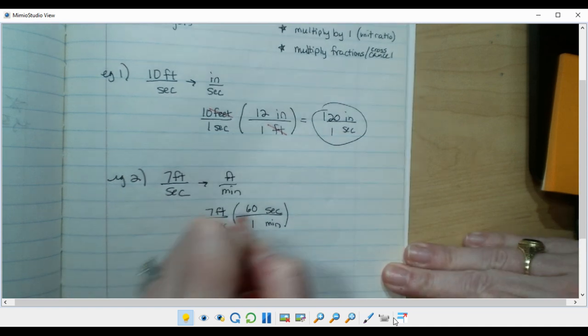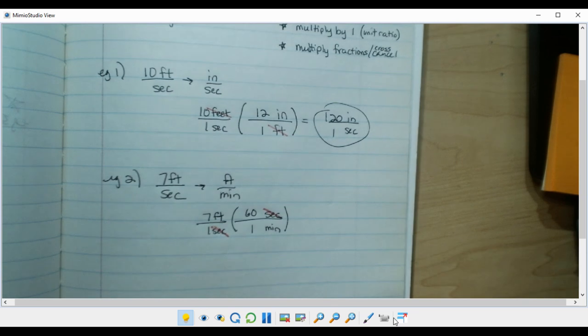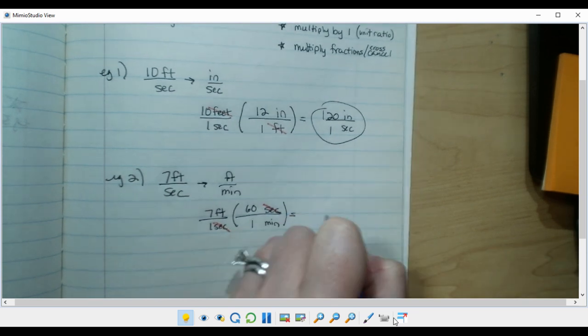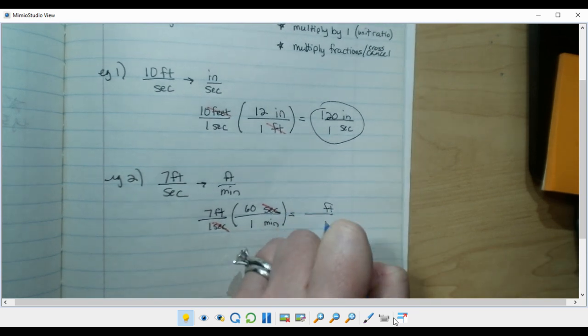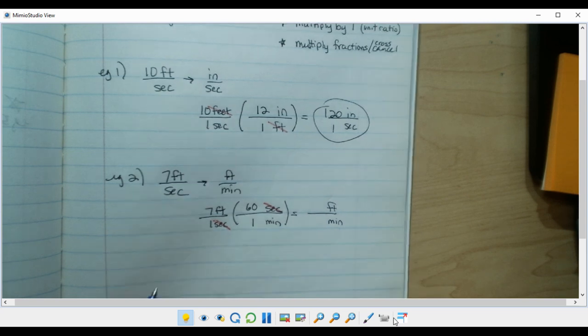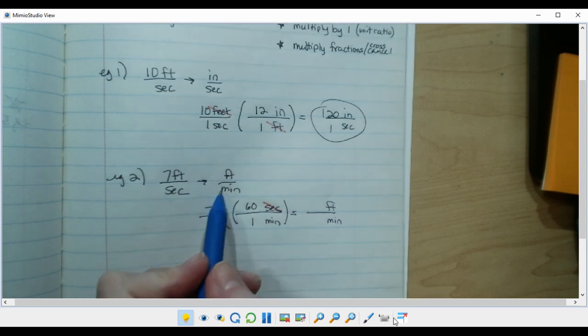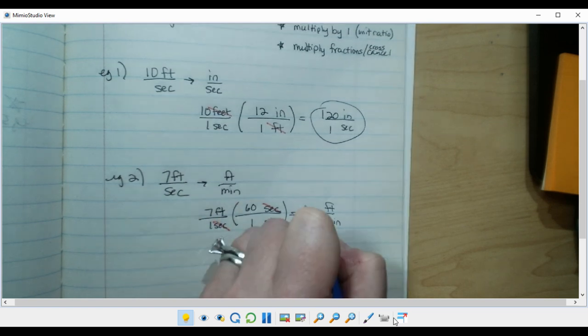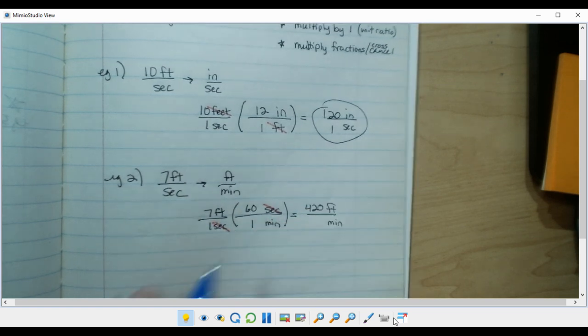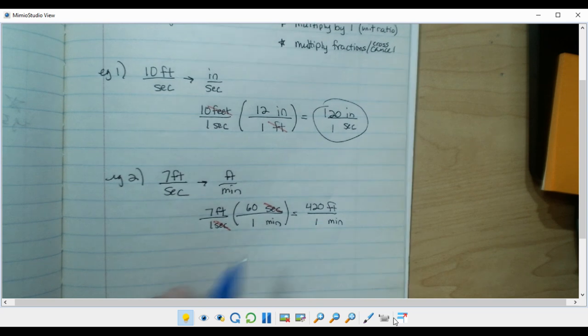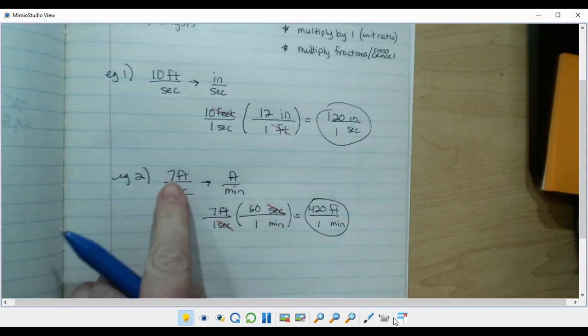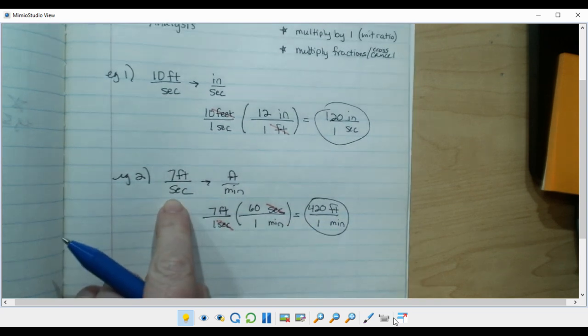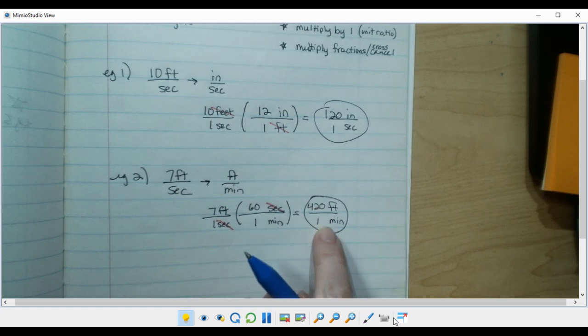I'm going to cross off my duplicates. So I'm left with feet and I'm left with minute, which is good because that's what I'm trying for. And then I'll tackle the numbers. 7 times 60, 7 times 6 is 42, add 0. 1 times 1 is 1. 7 feet per second is the same as 420 feet per minute.